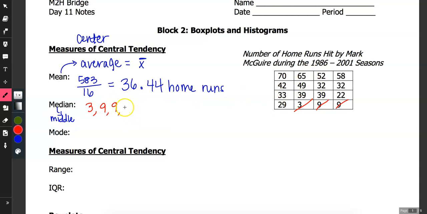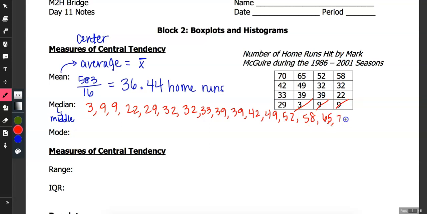So I have the list already. So 3, 9, 9, then 22, 29, 32, 32 again, 33, 39, 39, 42, 49, 52, 58, 65, and 70. Just trying to save us some time here. Once you have all of your data in order, then you're going to alternate crossing off from the beginning and the end, till you get to the middle. You hopefully remember this from elementary school. It seems like a slow way to do it, but it works. We'll learn how to do it on our calculator as well.